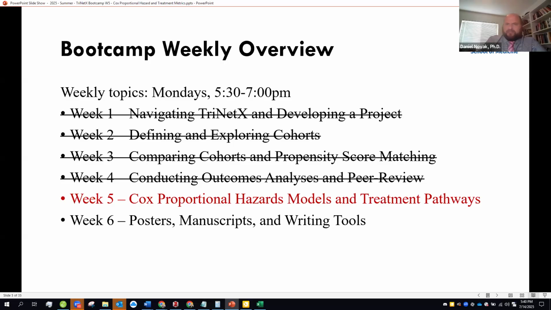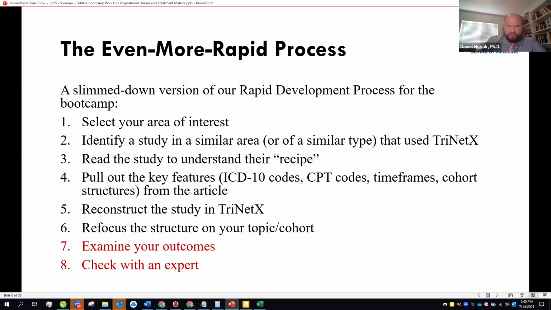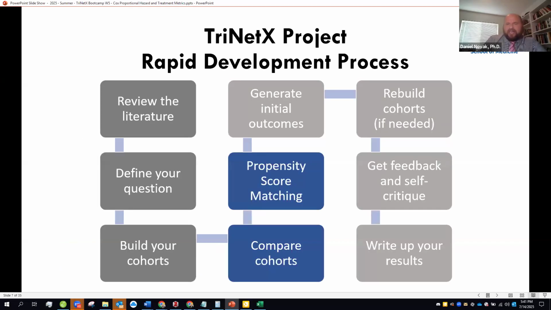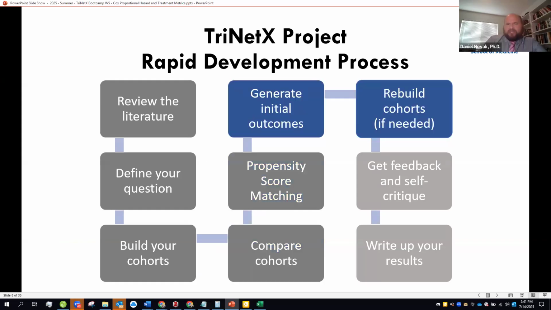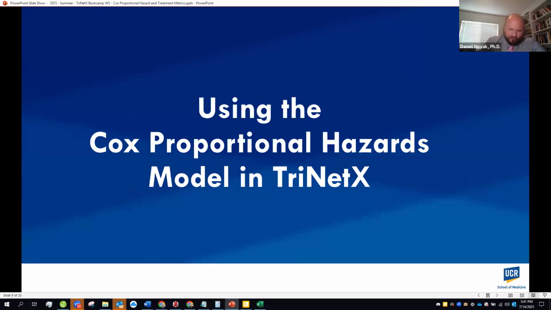Each of them has different strengths and weaknesses. So if you're doing the even more rapid process, examine your outcomes and check with an expert. That would be a good time to be doing that. And this is an expansion of last week's discussion of outcomes. We're moving from the propensity score matching and comparing cohorts. We are now generating initial outcomes, rebuilding cohorts still in our rapid process, and we'll show you how this can help do that. So really quickly today, using the Cox proportional hazards model in TriNetX.